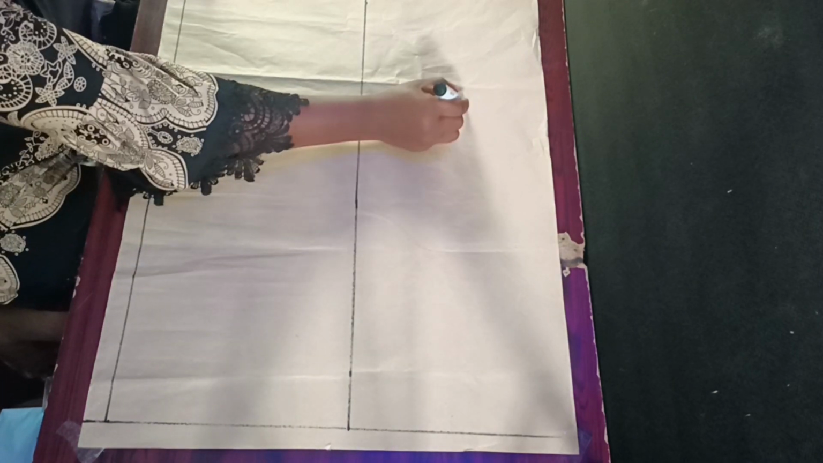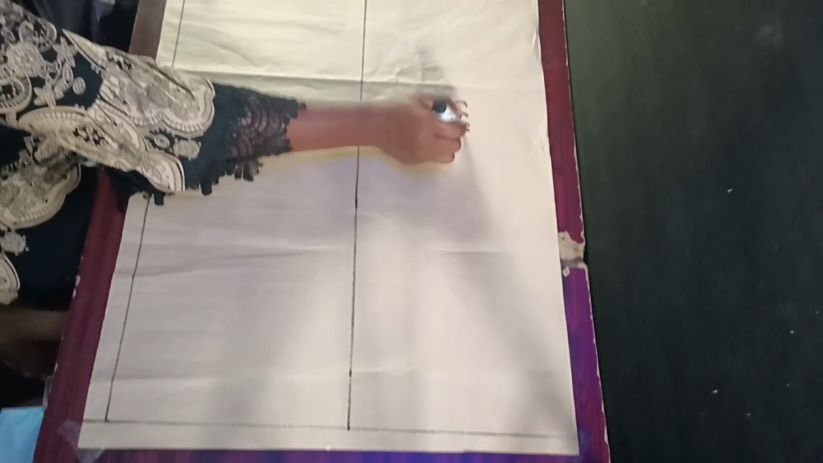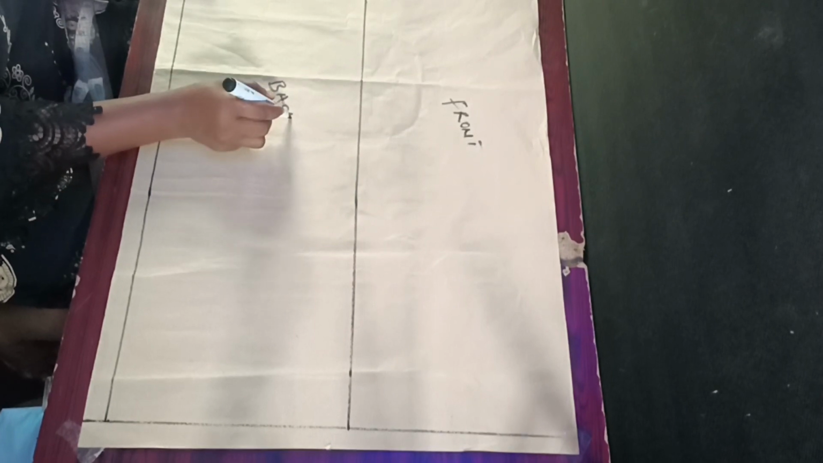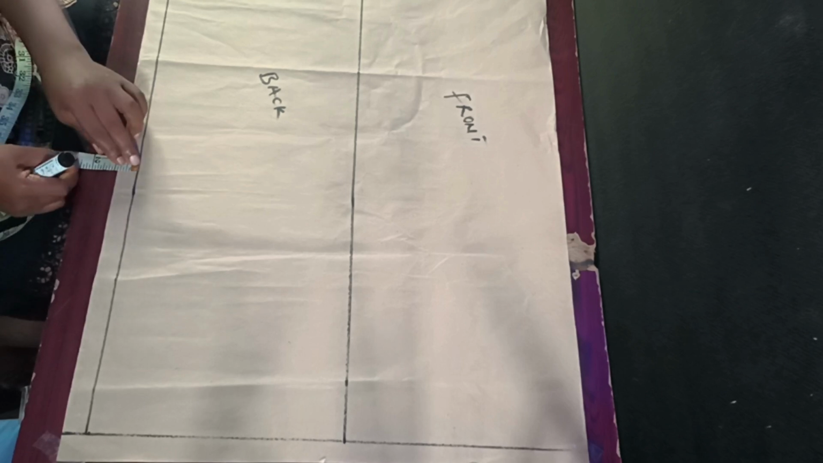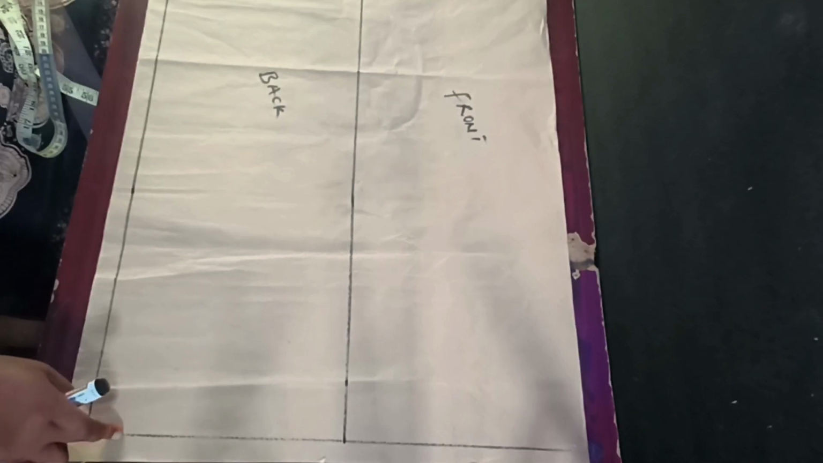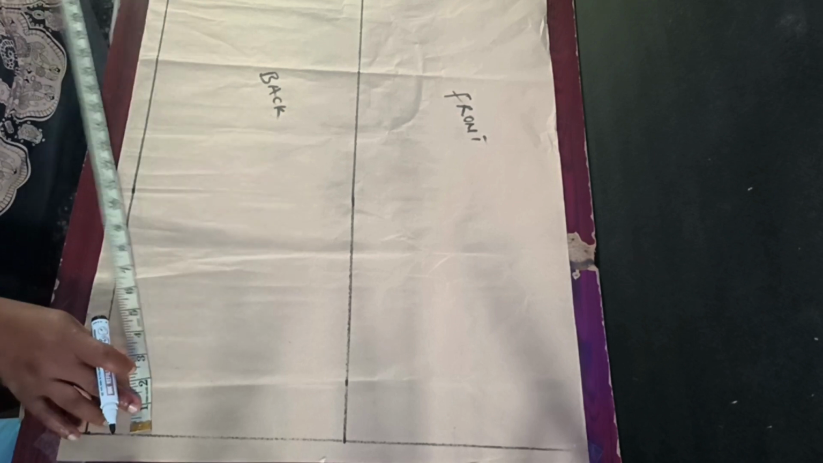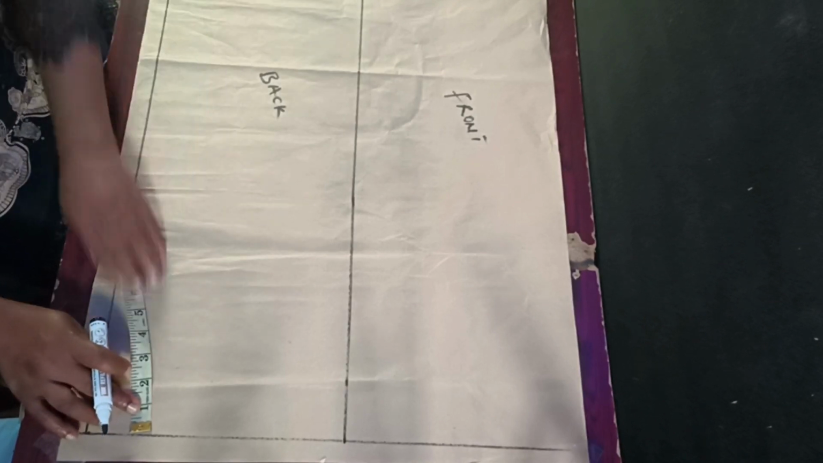So we are going to be using this side for our front, and this side as our back. For this back, 1 inch. We are going to be using this for our zipper allowance for the back. Like I said, this is our baseline, which we'll also be using as the waistline. From this waistline now, we are going to mark out our hip line and skirt length.